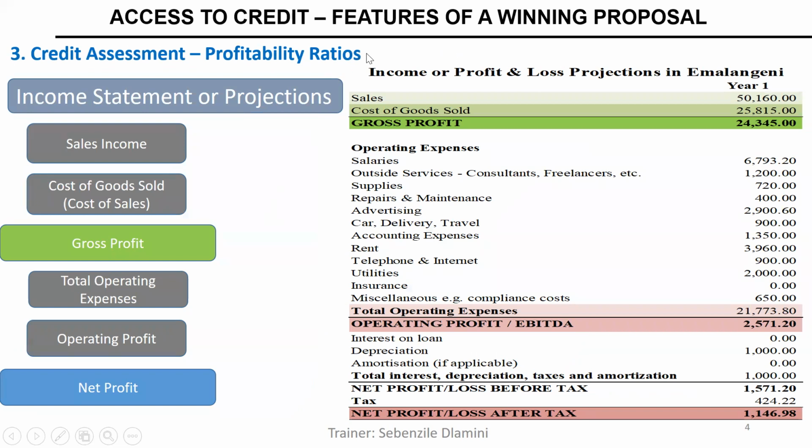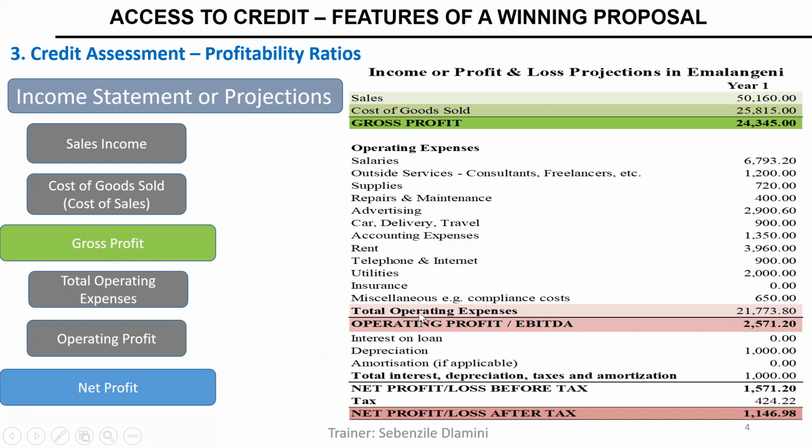Profitability ratios are calculated with data that is collected from the income or profit and loss statement or projections and the balance sheet. This is an example of an income or profit and loss projection. At the top, you have sales income, and then you have cost of goods sold. When you subtract cost of goods sold from sales income, you get gross profit. Then you list the operating expenses and get the total operating expenses.